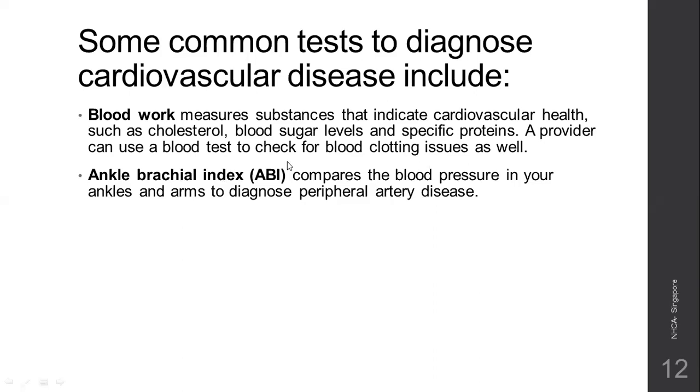Ankle brachial index is used to compare the blood pressure in your ankles and your arm. Usually when you check your blood pressure, your arms are used. But arteries are present everywhere in your body, so the arteries at the ankles are also checked. Comparison is done. If there is a huge difference between your arm blood pressure and ankle blood pressure, it means you may be suffering from deep vein thrombosis.